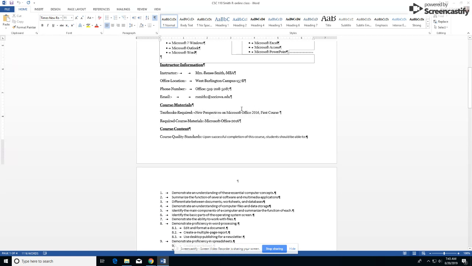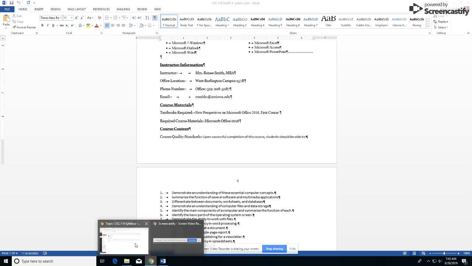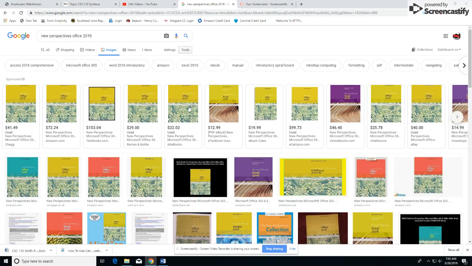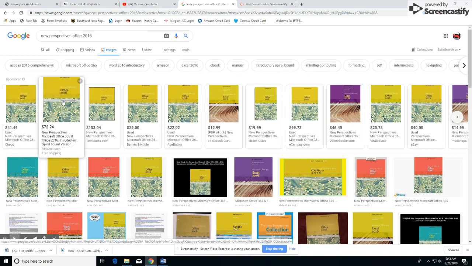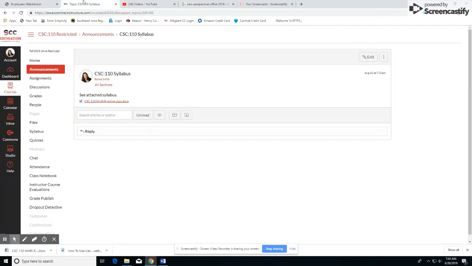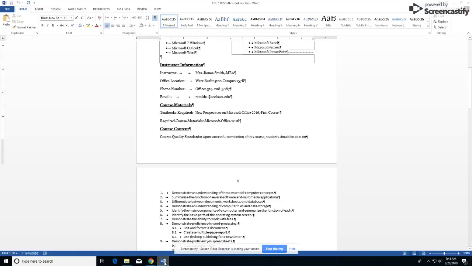There is a required textbook that you need for this course. So I have actually gone ahead and found a picture of that book here. This lime green cover is actually what your book looks like, and that is what you are going to be required to have for this course. If not 99% of all of your activities, your quiz questions and so forth will be coming from that book. So it is definitely a requirement.